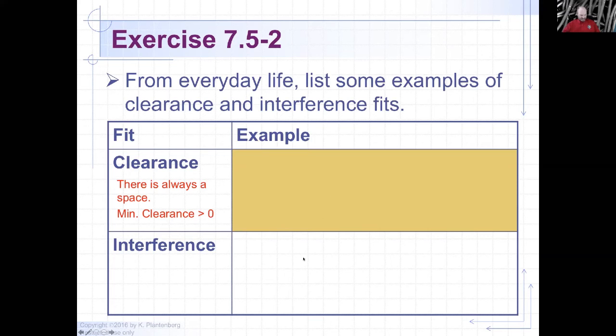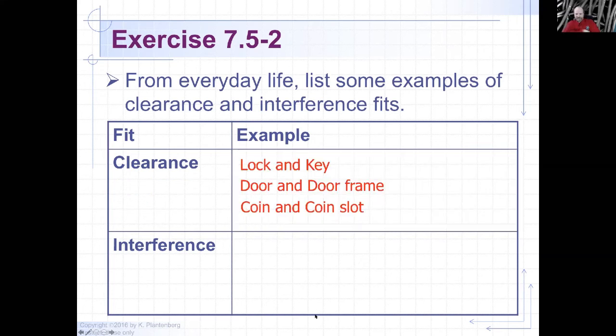All right. Let's see. Curtain on a rod, outlets, USB connectors. Okay, let's see what we got here. A lock and key, a door and a door frame, right? You always want clearance there. Coin in a coin slot. So you get the idea. Curtain and a rod, yeah.